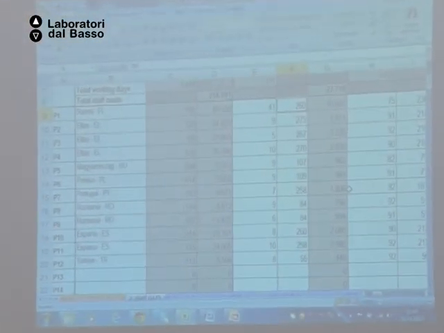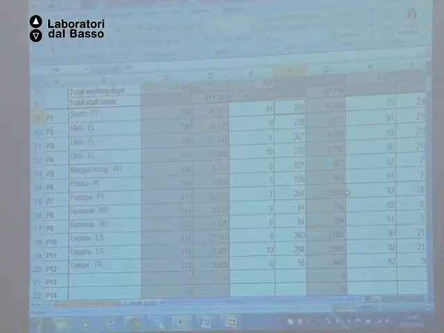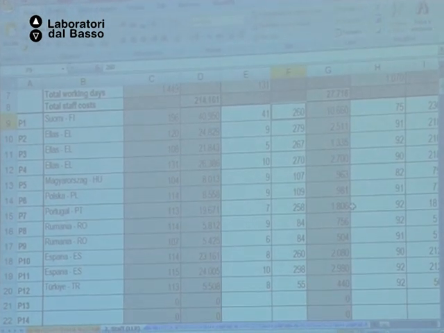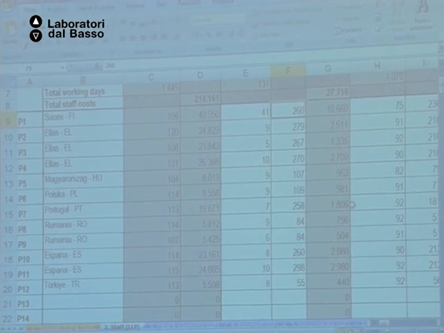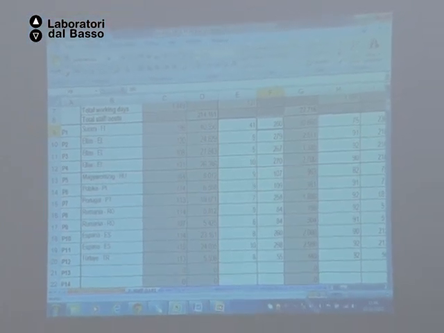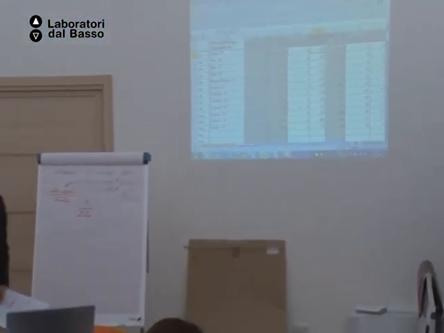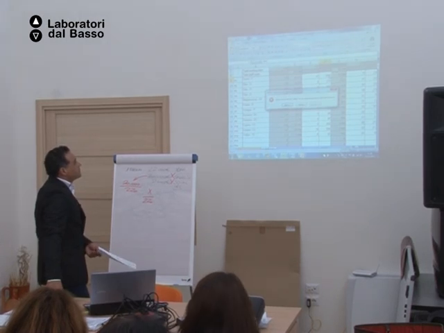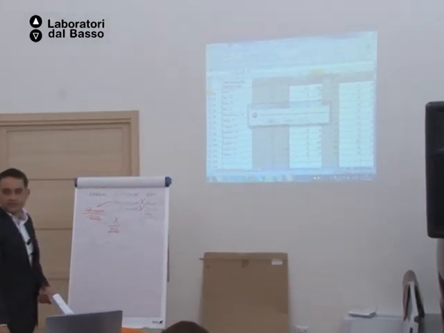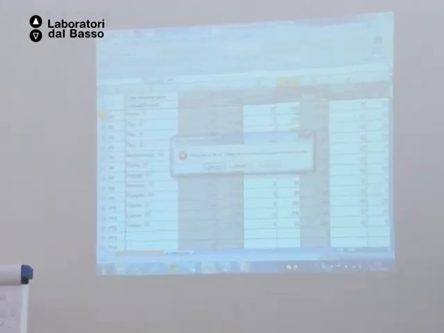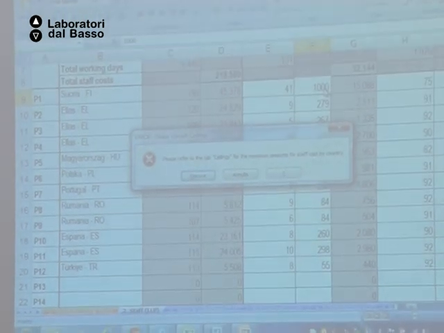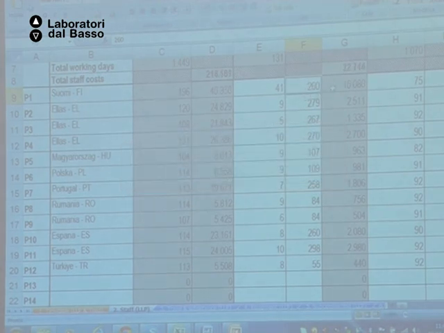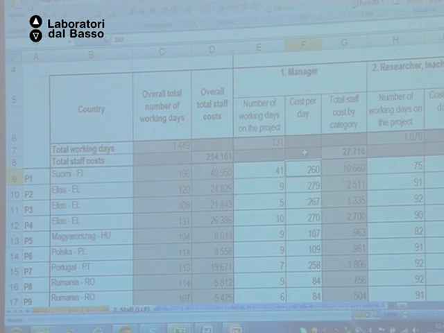Okay? In this case, I won't do it right now because maybe it's not easy to see, but when you fail in doing something, you will have a message coming up. For example, I never tried, so: please refer to the tab ceiling for the maximum amount for staff cost by country. Not eligible. Okay, so you have help when you fill in your application form.